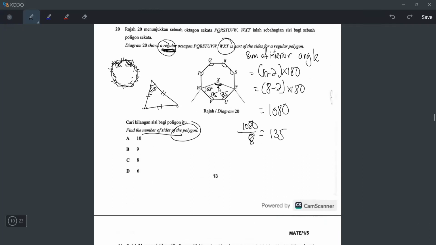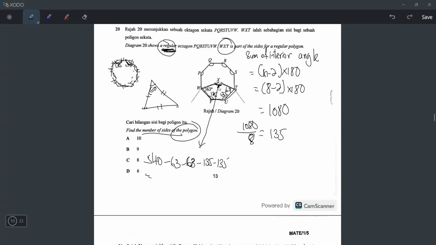Okay, so we need to know how much the angle here is. Okay, so how to find this angle? So this is 63. This should be 63 also. So we have to calculate this angle. And how to calculate this? Can you see this? How many sides? It has 5 sides, right? So if it has 5 sides, what is the sum of interior angles? It will be 540. So if I want to get this value, I will take 540 minus the 63 minus the 63 minus the 135 minus the 135.